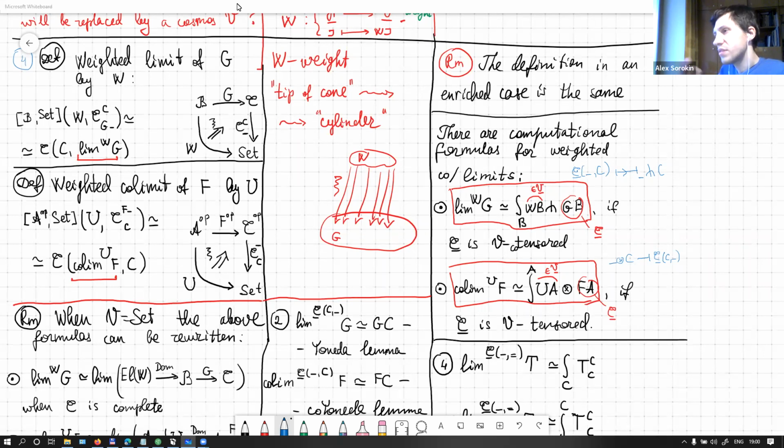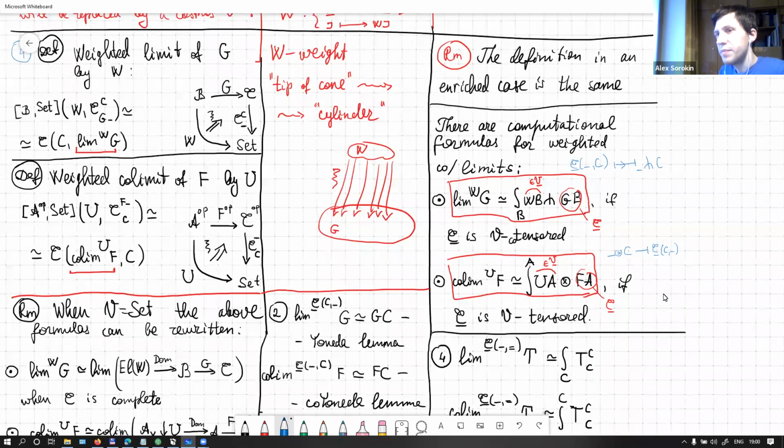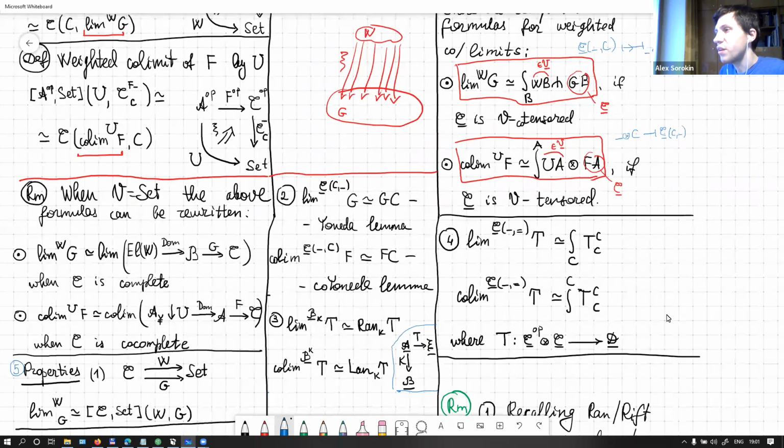So if such integrals exist, they will precisely define the limit and colimit. However, if our category C is not tensored or cotensored, they can still exist, because the formula in their definition is valid for any category, not only when it is tensored and cotensored. But if it is so, then we can find such solutions. Okay, are there any questions up to now?